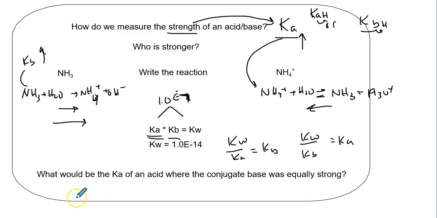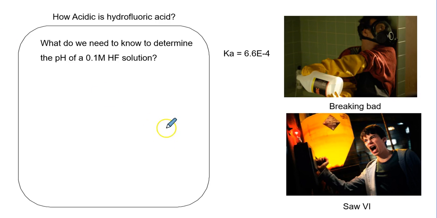What would be the Ka of an acid where the conjugate base is equally strong? In that case, the Ka would have to equal the Kb, and that only happens when the Ka and Kb equal 1.0 e to the negative 7th. All right. We'll have an example to try some of that in a moment here.